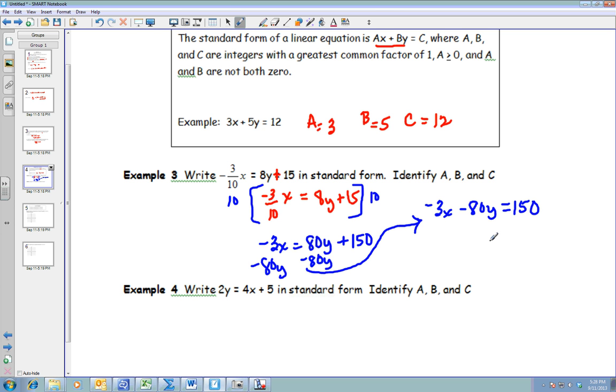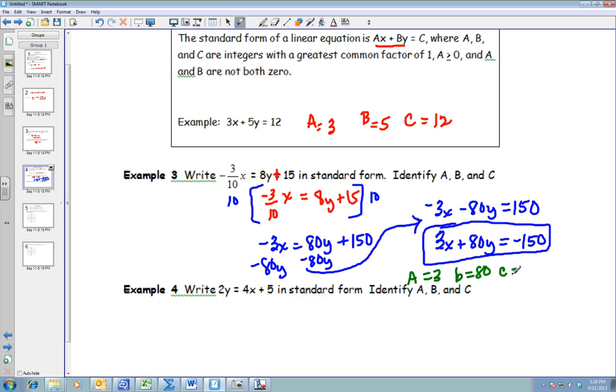Okay, the other thing that they tell us is A and B have to be greater than 0. Or I'm sorry, A has to be greater than or equal to 0. So they don't want this A to be a negative number. So I can fix that by multiplying everything by a negative 1. So when I do that, it changes the signs on every single number. So this is the linear equation written in standard form. They also want us to identify what A, B, and C are. So A is 3, B is 80, C is negative 150.